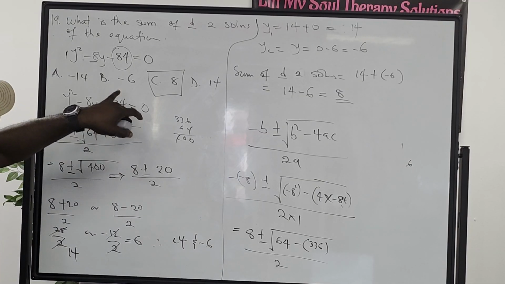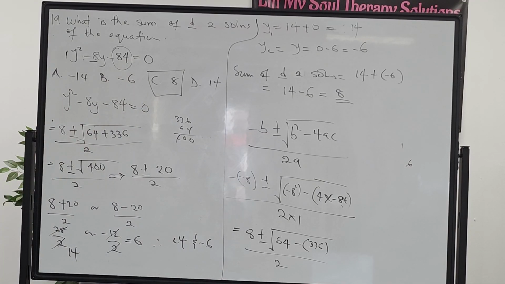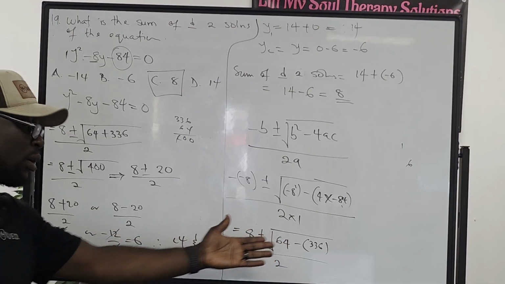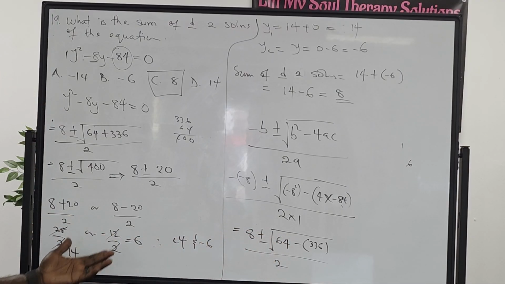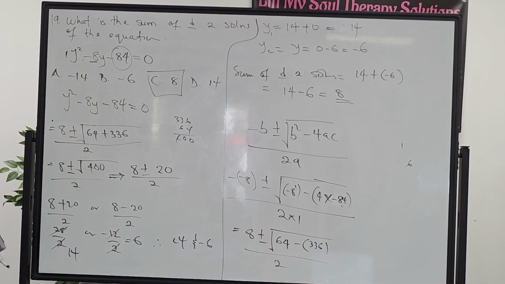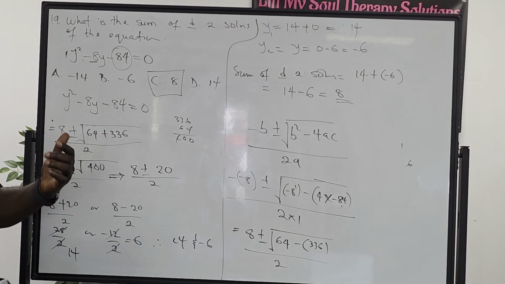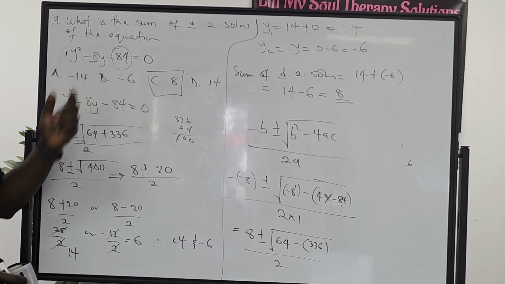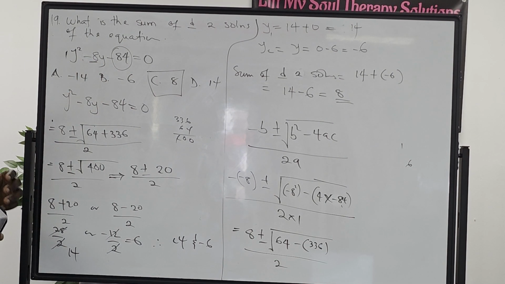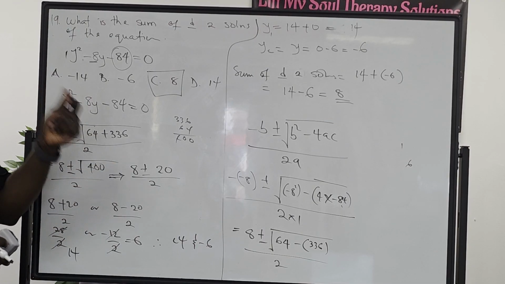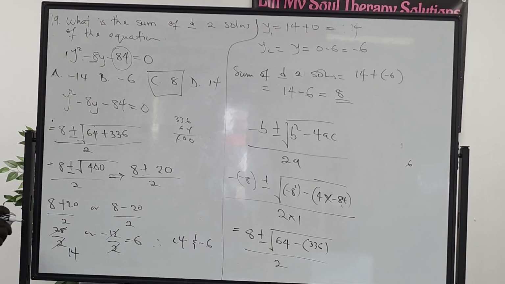So you still end up at what we came up with earlier, but it's the long way of solving that question. The easier way is the one I showed you earlier. Look for the two numbers that when you multiply will give you minus 84, and when you add them together will give you minus 8, and you solve your answer just as quick as that.